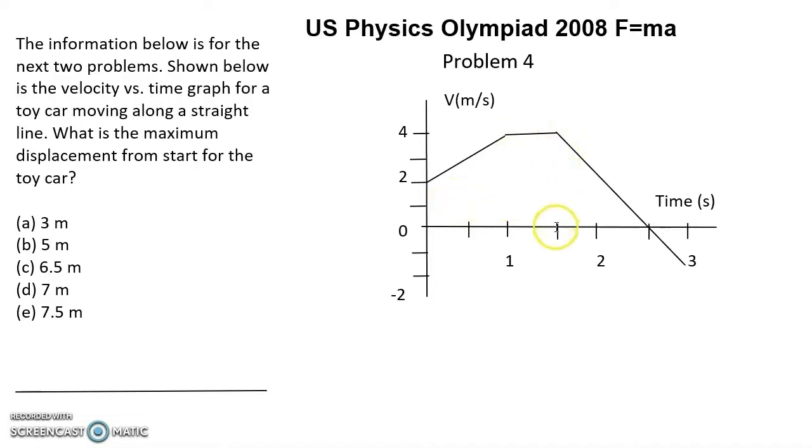And last is the triangle from 1.5 till 2.5. So base is 1 and the height is 4. So total area for this triangle is 2. So total is 3 plus 2 plus 2, which is 7. Correct answer is D, 7 meters.